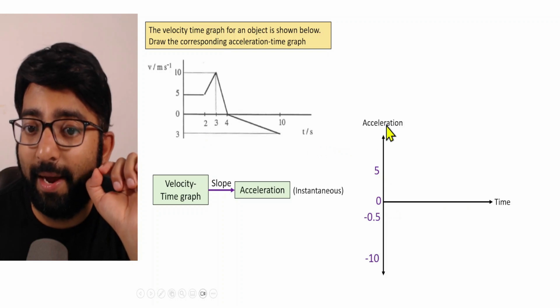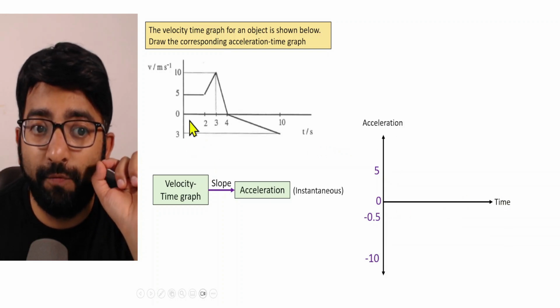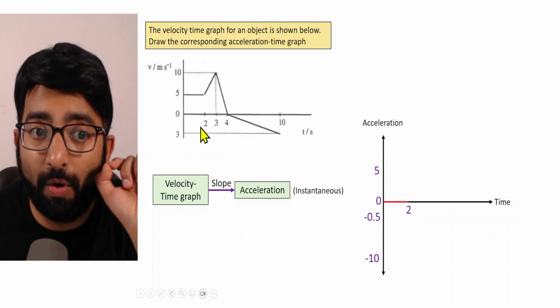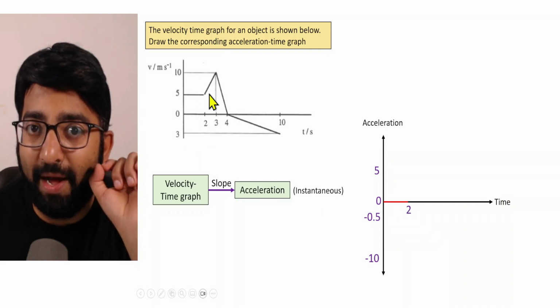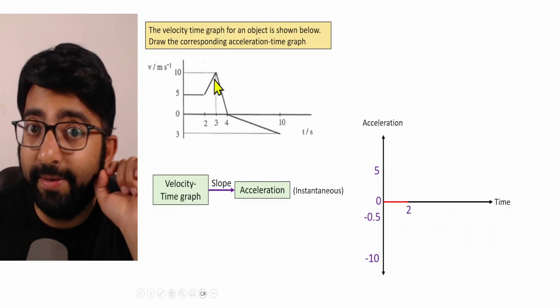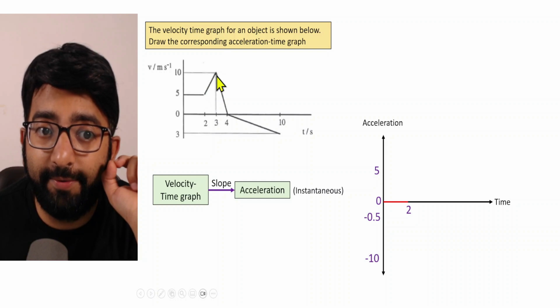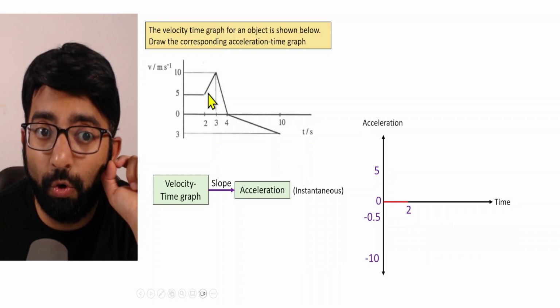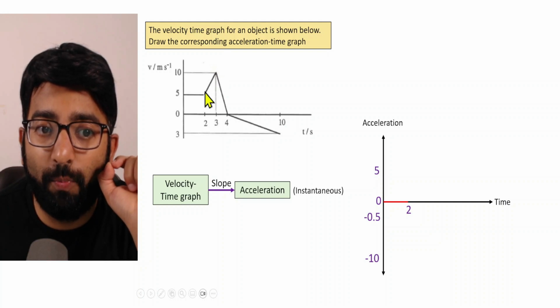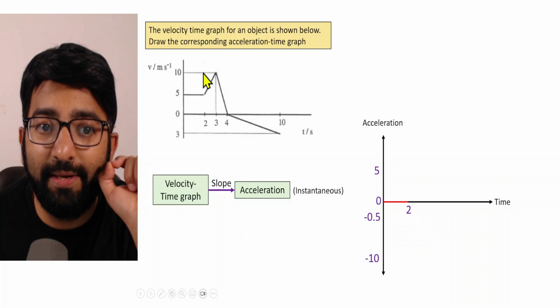Let us try to depict that in an acceleration time graph. So from 0 to 2 seconds, the value of acceleration is 0 because the gradient is 0. Now consider the graph from 2 to 3 seconds, which is this graph. To find the value of acceleration, all we need to do is find the gradient or the slope of this line. So how do we do that? We would need the coordinates of these 2 points. So this coordinate will be 2, 5 and this coordinate will be 3, 10.